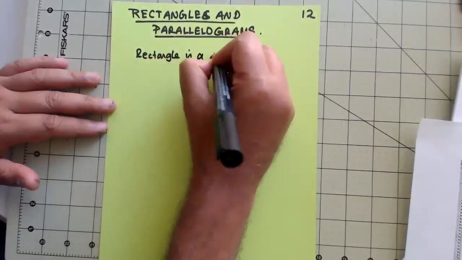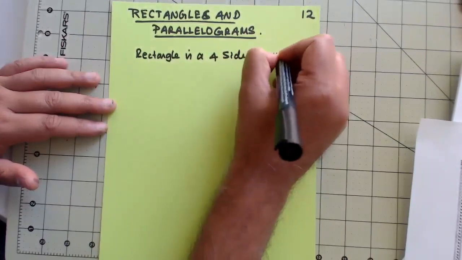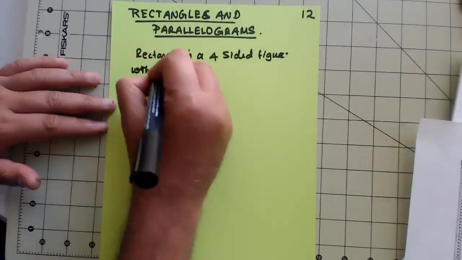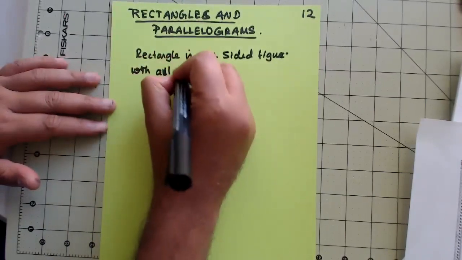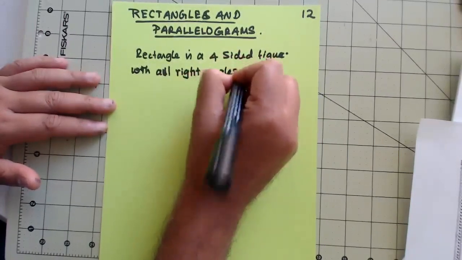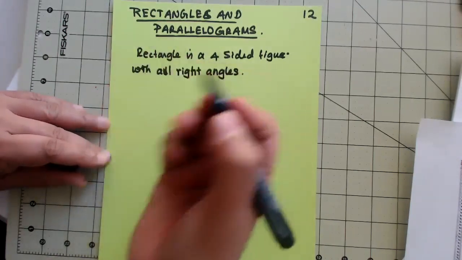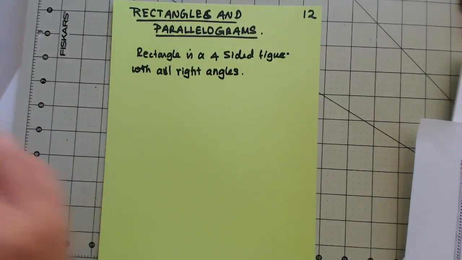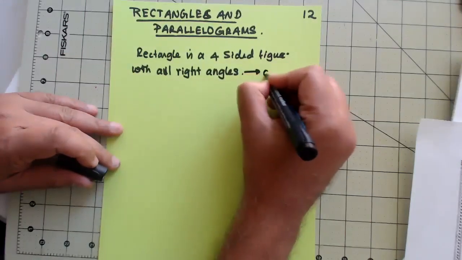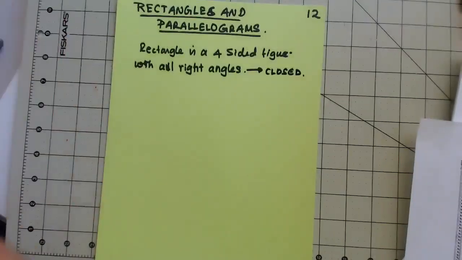is a four-sided figure with all right angles. Okay, so it's a four-sided figure, so it's got to have four sides. And if it has four sides, then it's a closed four-sided figure with all right angles, and it's a closed figure, which means that the four sides enclose some area.